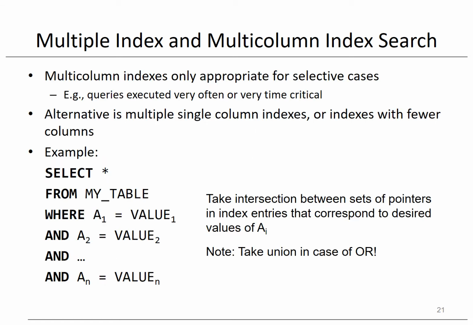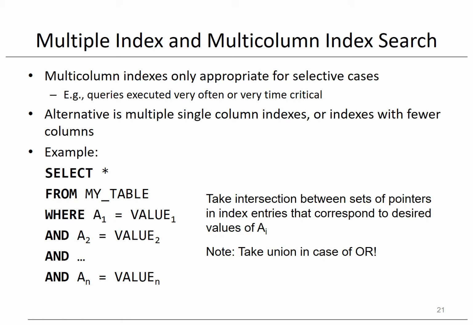Multi-column indexes are only appropriate for selective cases, such as queries that are executed very often or that are very time-critical. An efficient alternative is to use multiple single-column indexes or indexes with fewer columns. If we have a query of the following format: select star from my table where A1 equals value 1 and A2 equals value 2 and so on until AN equals value n.